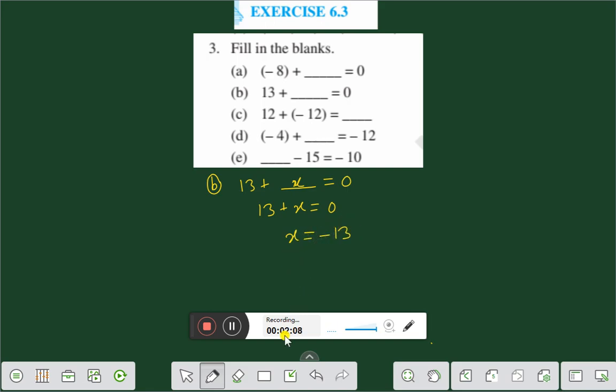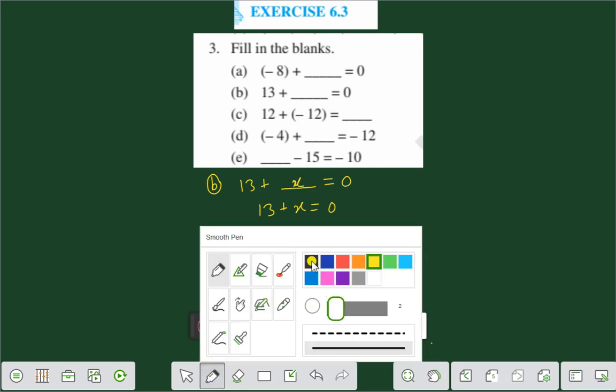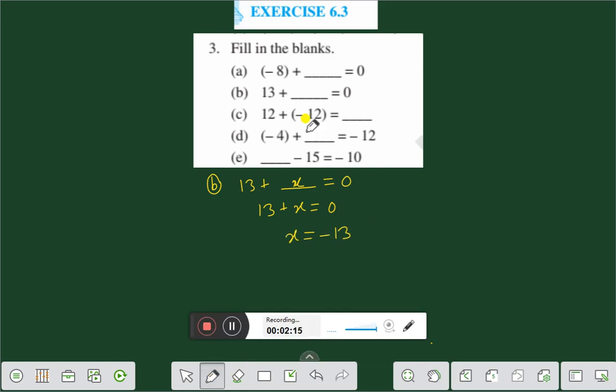Therefore, we can say that the answer is minus 13. Therefore, plus 13 in bracket, it is minus 13. Then it becomes 0. Right? Now, we solve question number C.